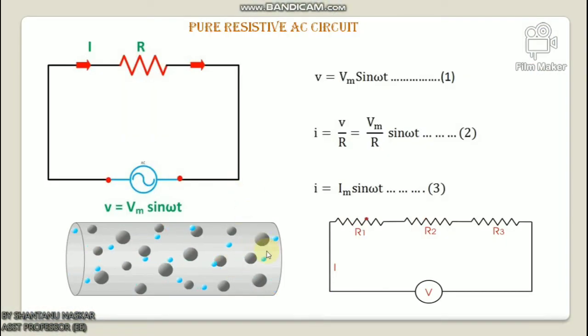At first, let's talk about the pure resistive AC circuit. A circuit containing only a pure resistance of R ohm in an AC circuit is known as a pure resistive AC circuit. Inductance and capacitance do not exist in a purely resistive circuit. The alternating current and voltage move forward as well as backward in both directions of the circuit. Hence, the alternating current and voltage follow the shape of the sine wave, also known as the sinusoidal wave.